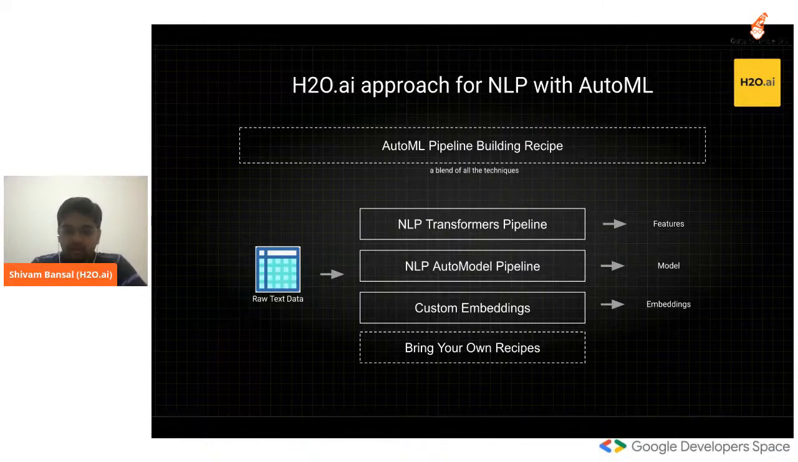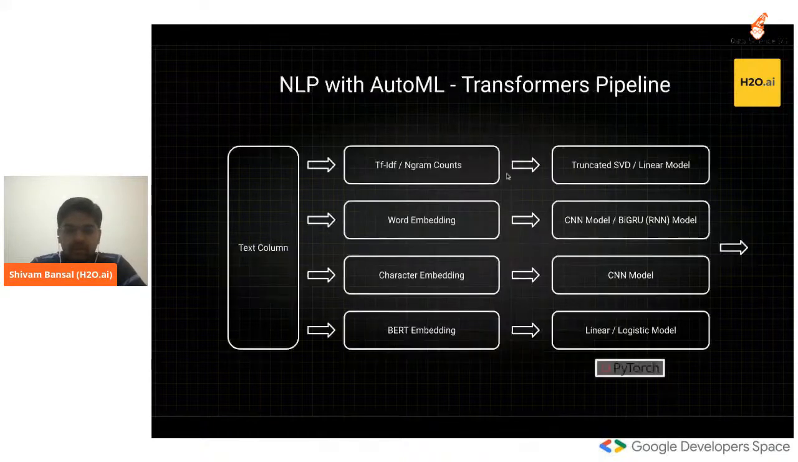Now, let me talk a little bit more about the first approach, the transformer pipeline. The different types of embeddings that we use include the standard ones, meaning TF-IDF or count vectorizer. We use some of the pre-trained word embeddings. We use the character embeddings that I discussed. And we also use word embeddings to generate domain-specific features or domain-specific vectors.